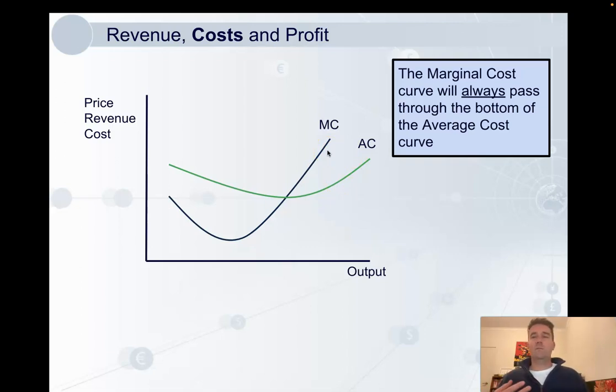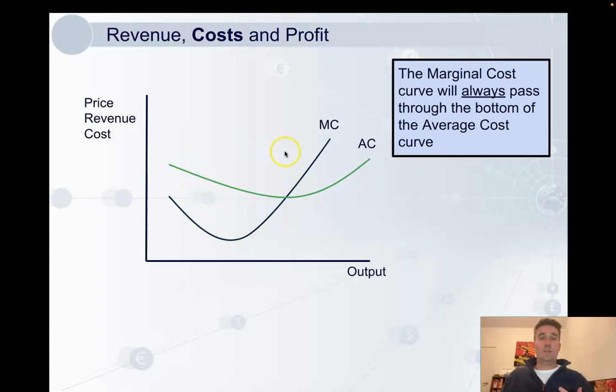If we just think of a simple example, we can get there. So let's say that your average test score, your average mark, is 80%. If your next test score, your marginal test score, is below 80, then your average must be coming down, right? If your average is 80 and then your next one is lower, that's going to drag down that average. So if marginal cost is below average cost, it will drag down average cost.